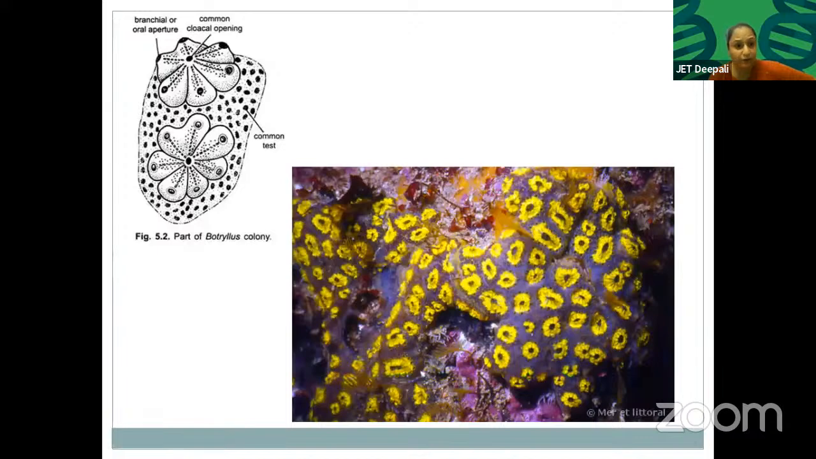This is Botryllus. See how beautiful they look. Botryllus has many colonies that give a beautiful appearance. Branchial or oral aperture, common cloacal opening. Cloacal opening is called the anal opening. They need it for the population. Okay. Common test.